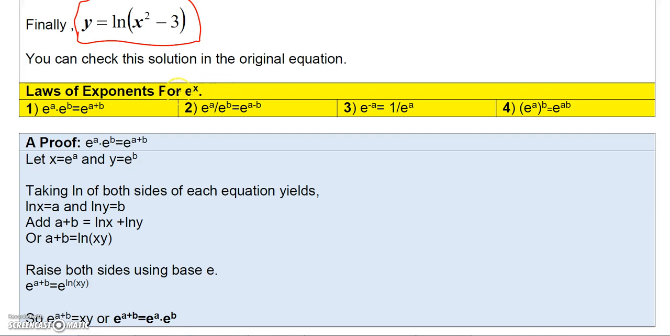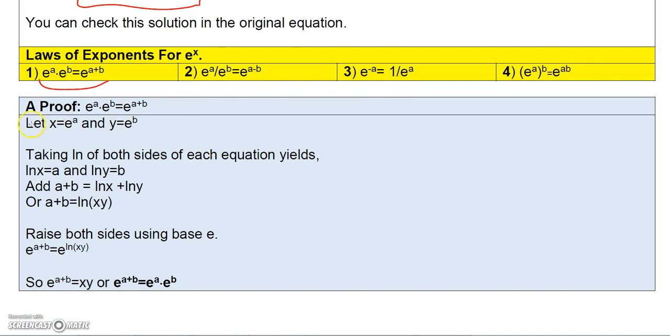Okay, I'm going to end this lecture here to remind you of laws of exponents for e to the x. So just remember, they actually follow the same laws as any bases. E to the a times e to the b is e to the a plus b. E to the a divided by e to the b is e to the a minus b. E to the negative a is 1 over e to the a. E to the a raised to the b is equal to e to the ab.